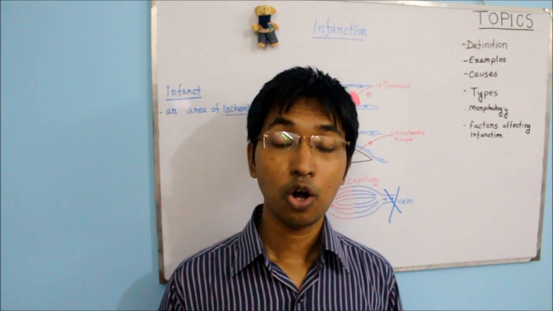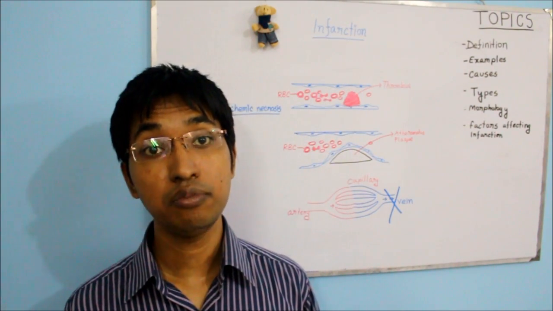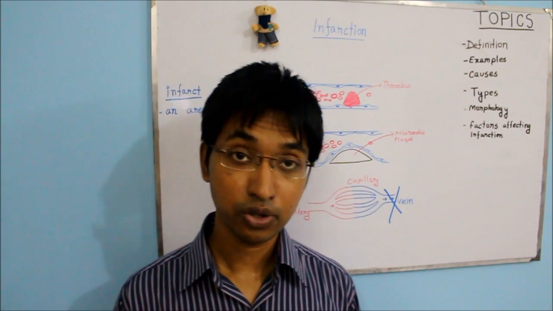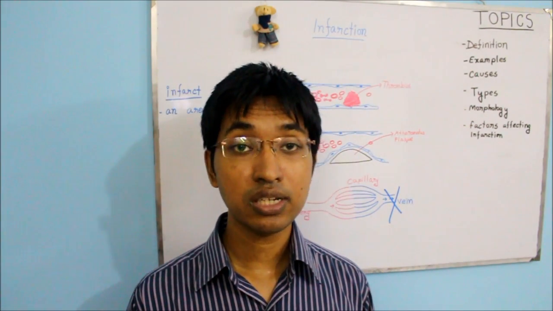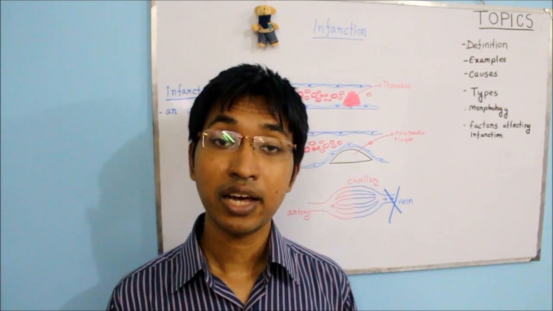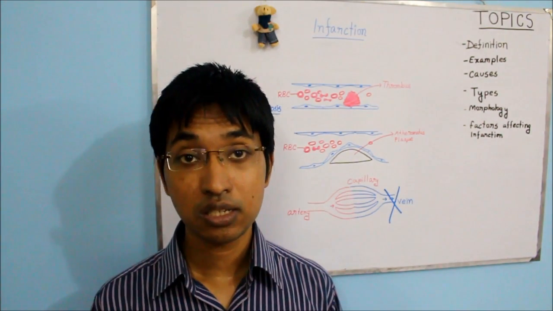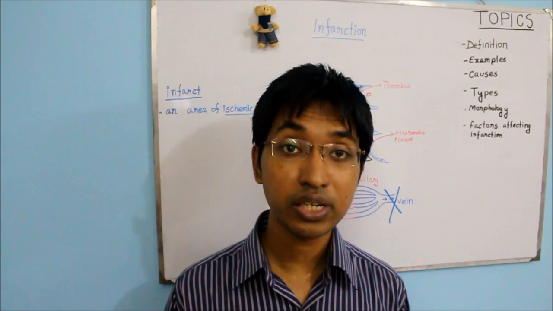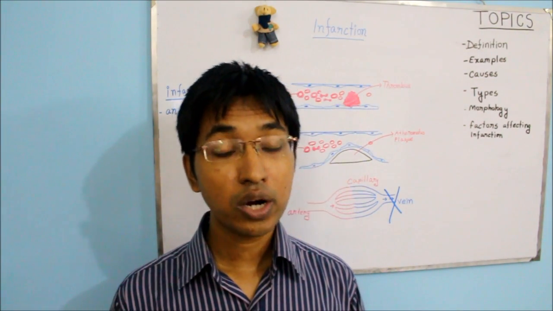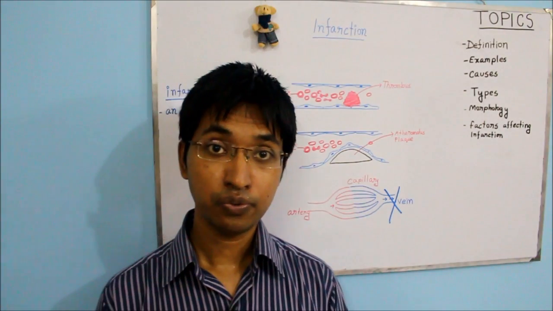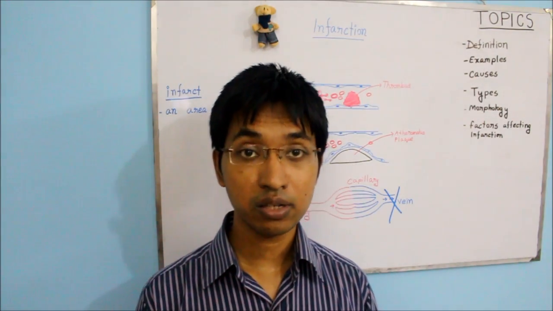Another example of infarction that is clinically important is bowel infarction. And also, especially in patients with diabetes, we can see infarction in extremities, and that is also known as gangrene. So these were the common examples of infarction that were clinically important.